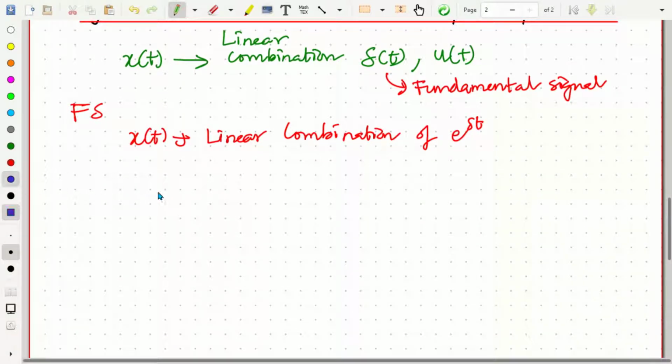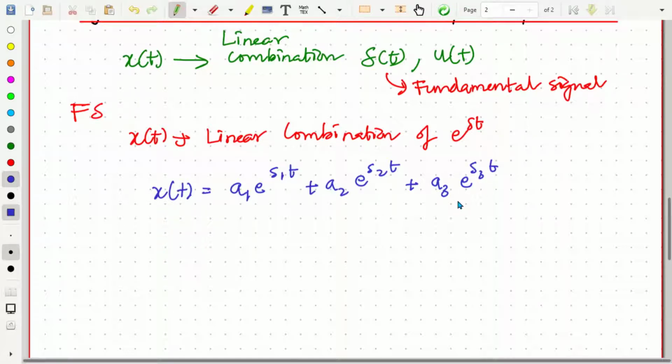So we can express x of t as a linear combination of e power st. Let us take x of t is equal to a1 into e power s1t plus a2 into e power s2t plus a3 into e power s3t. So in this way we can express any signal x of t as a linear combination of e power st. So these are all e power st with different frequencies, right? And we also have some multipliers a1, a2, a3.